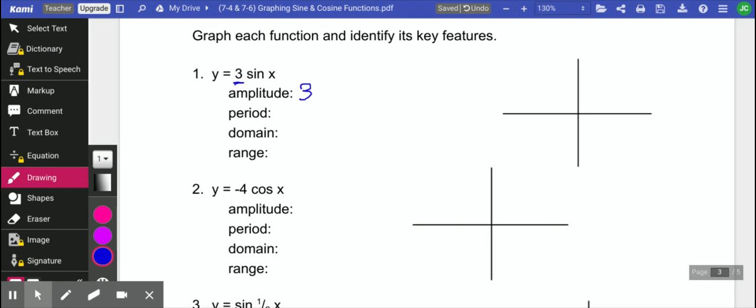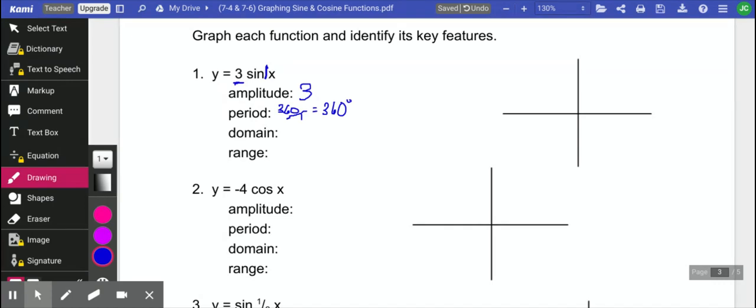Now, the period, remember that's how long it takes us to get through a full cycle. The normal period of sine is 360 or 2 pi. We're going to do this one in degrees. We'll do the next one in radians. But our period is 360 divided by b. Now, b is the number in front of the x, which in this case happens to be a 1. So the period on this is 360 degrees. Now, we'll do the domain and range once we're done graphing the whole thing.